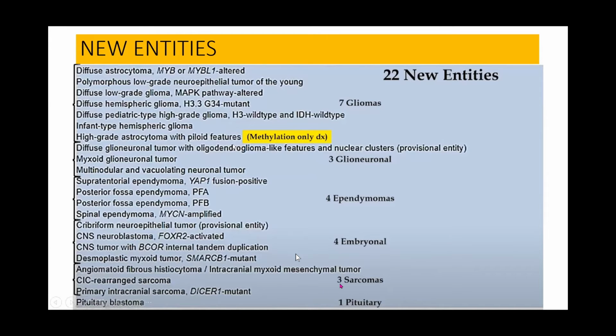Then in the category of sarcomas, the changes reflect the changes in the WHO soft tissue tumor classification. And in pituitary, a new entity has been added called the pituitary blastoma, which is a very primitive tumor.